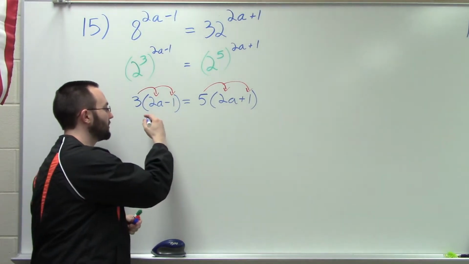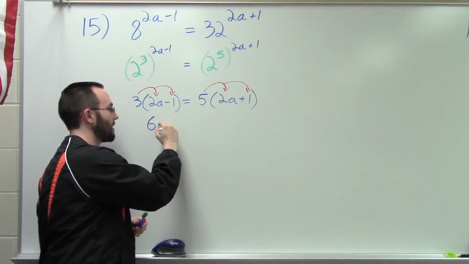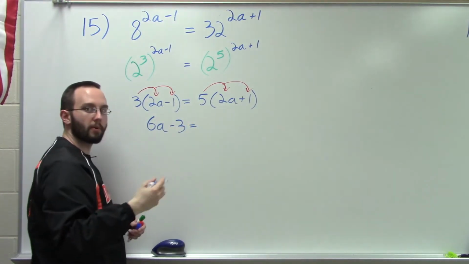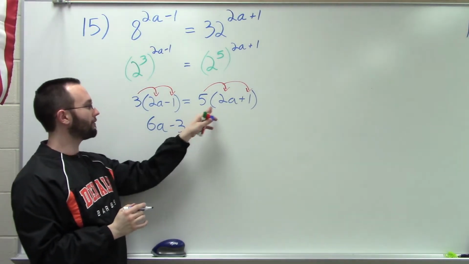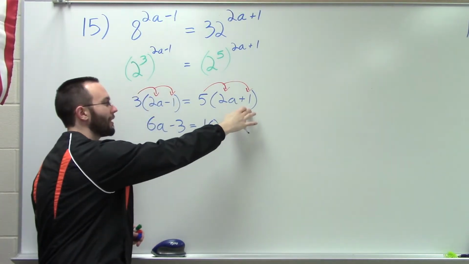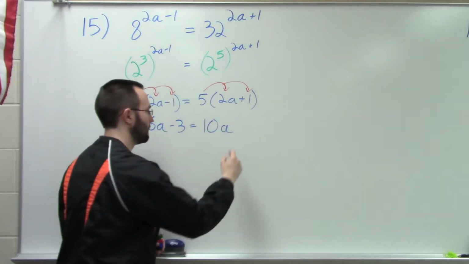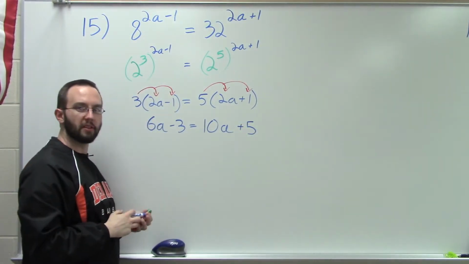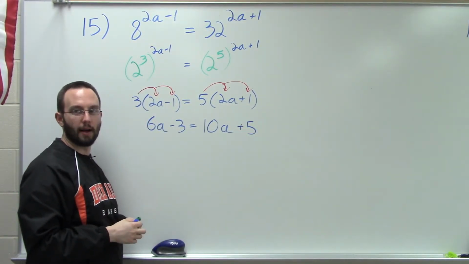3 times 2 is 6, so there will be a 6a on the left. 3 times -1 is -3. Jumping over to the right-hand side, we'll have 5 times 2a, that's a 10a. And 5 times 1, that's just 5. So this turns into a pick on the little guy problem.